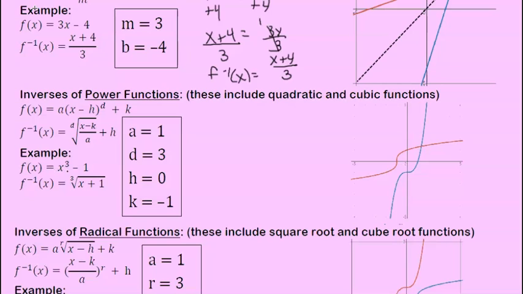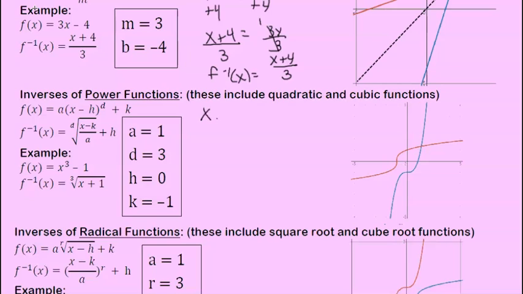So if we look at our example, we have f of x equals x cubed minus 1. In this case, k was a negative 1 and the d was 3. The opposite of a cube is a cube root. The opposite of a minus 1 on the outside is a plus 1 on the inside. Here's how you would solve that algebraically.